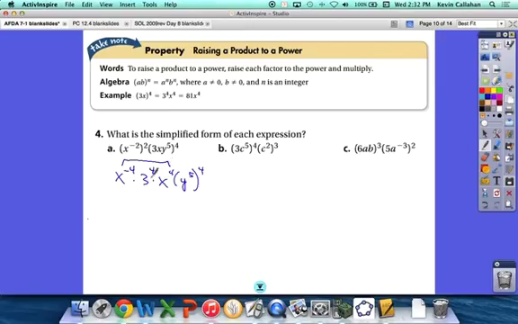Okay, what is 3 to the 4th? That would be 3 times 3 times 3 times 3. 3 times 3 is 9, so that's 9 times 9. It's 81, right? And y to the 5th to the 4th is?